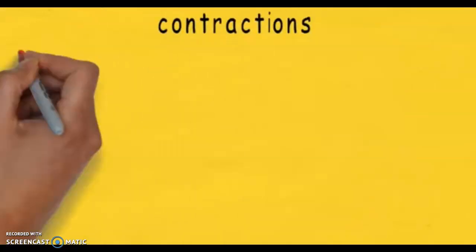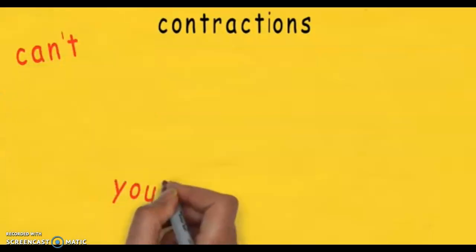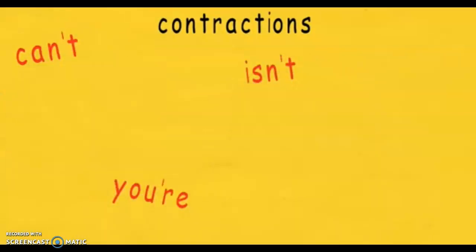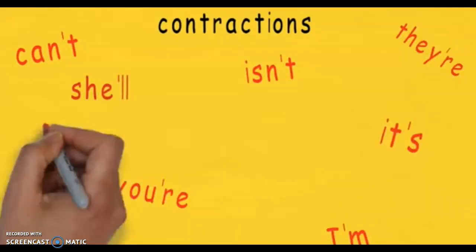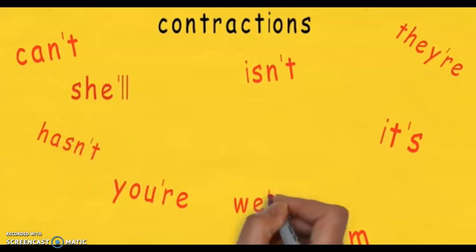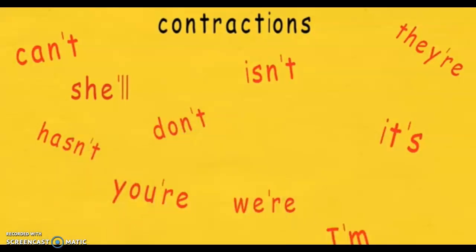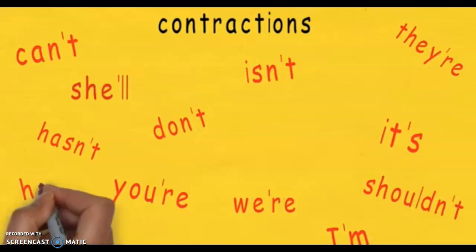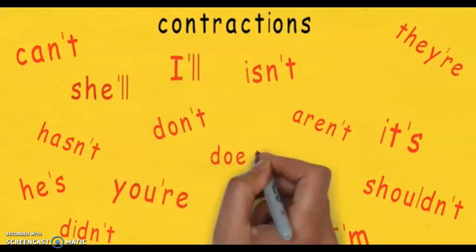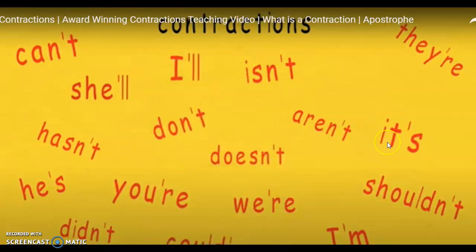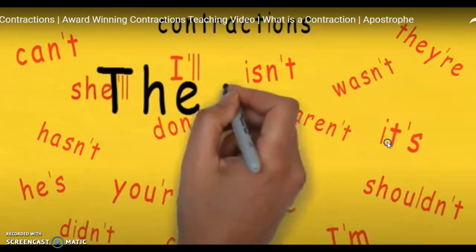There are so many contractions to learn. So all of these, you have to know them. Can't, you're, isn't, it's, I'm, she'll, there's, hasn't, we're, don't, shouldn't, he's, didn't, aren't, I'll, doesn't, could've, wasn't.